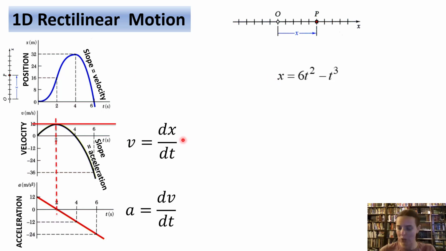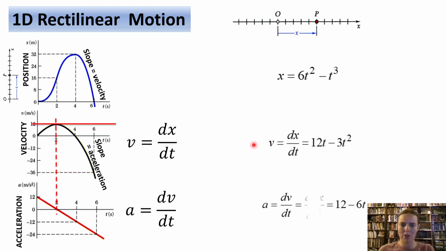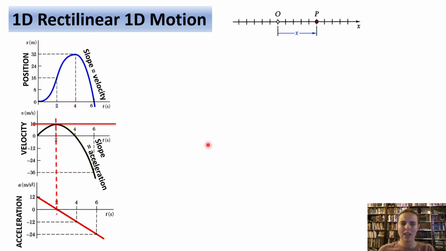Well, we just crank through some calculus, right? So if we know that v is dx dt, then we'll take the derivative with respect to time, and we can very easily go from position to velocity. Same thing from velocity to acceleration. So we know acceleration is dv dt, so just take another derivative, and we have our acceleration. How about going the other direction?